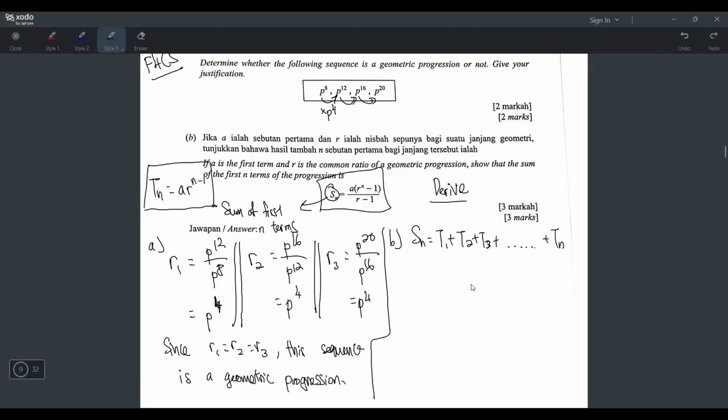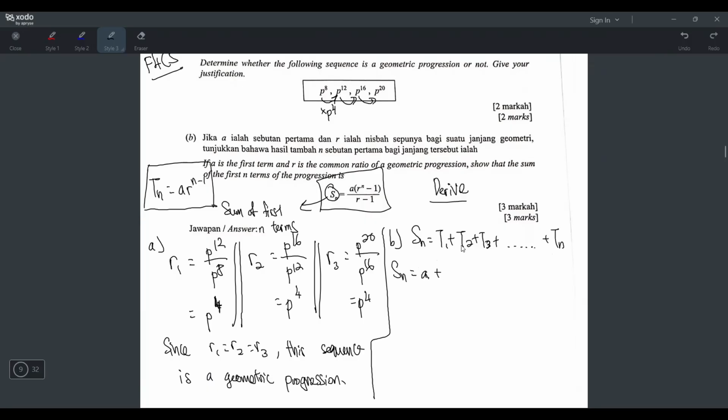So what you do is you use the Tn formula and write it here. So Sn equals, T1 will just be A. The reason is very simple, because when n is 1, 1 minus 1 here would be 0. So you just end up with AR power 0, but R power 0 is 1. So you just end up with A times 1, which is just A.